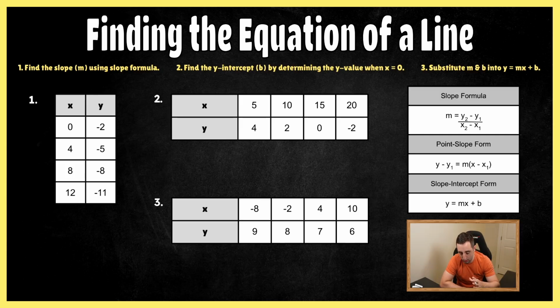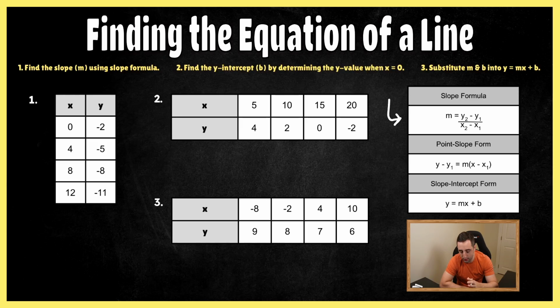So let's go ahead and take a look at the table for number one, and we're going to find the slope utilizing slope formula. So in case you forget what slope formula is, I wrote it on the right-hand side here. It is m equals, or slope equals. We always use the variable m for slope. So m equals your vertical change or your rise, which is y2 minus y1, over your horizontal change or your run, which is x2 minus x1.